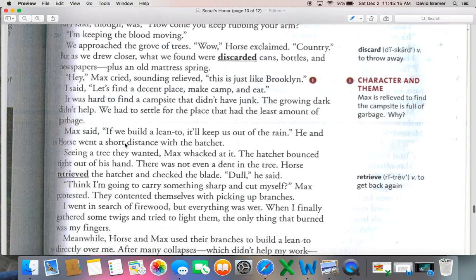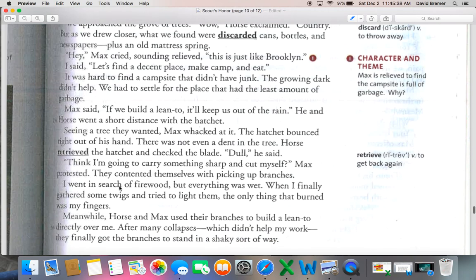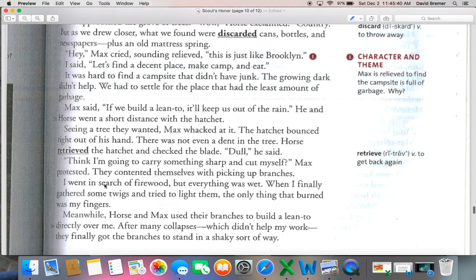Max said if we build a lean-to, it'll keep us out of the rain. He and Horace went a short distance with the hatchet. Seeing a tree they wanted, Max whacked at it. The hatchet bounced right out of his hand. There was not even a dent in the tree. Horace retrieved the hatchet and checked the blade. Dull, he said. Think I'm going to carry something sharp and cut myself? Max protested. They contented themselves with picking up branches.